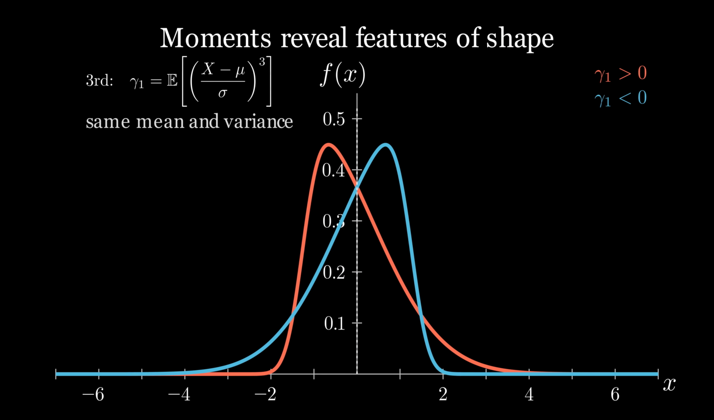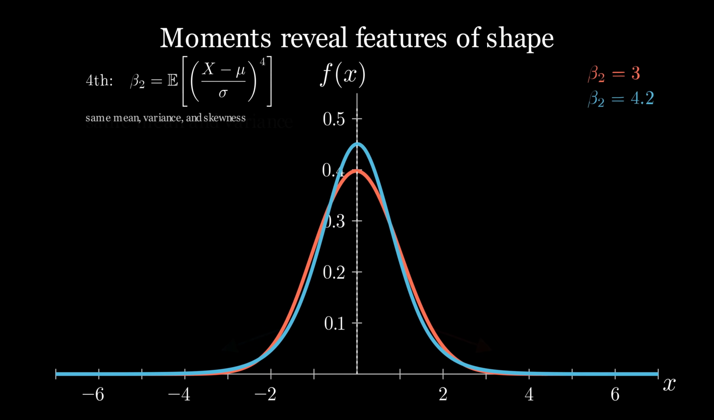The third standardized moment describes skewness. Here the two distributions have the same mean and variance, so they have the same first two moments, but one has a longer right tail and the other one has a longer left tail, so they differ with regards to the nature of their skewness. If a distribution is perfectly symmetric, then it has no skewness, so skewness would be 0.